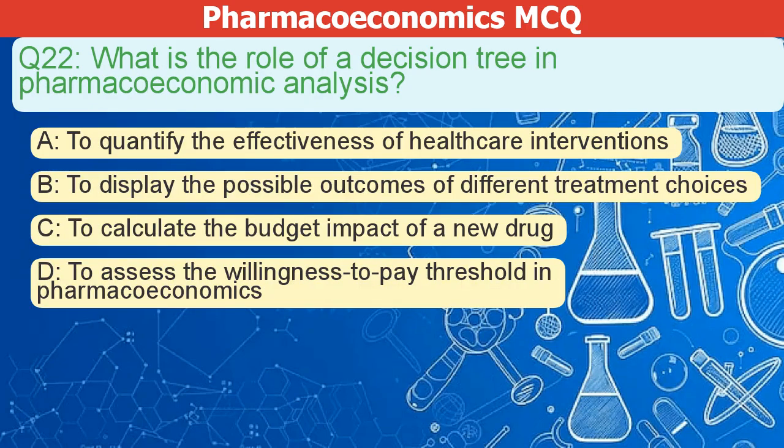What is the role of a decision tree in pharmacoeconomic analysis? A. To quantify the effectiveness of healthcare interventions. B. To display the possible outcomes of different treatment choices. C. To calculate the budget impact of a new drug. D. To assess the willingness to pay threshold in pharmacoeconomics.